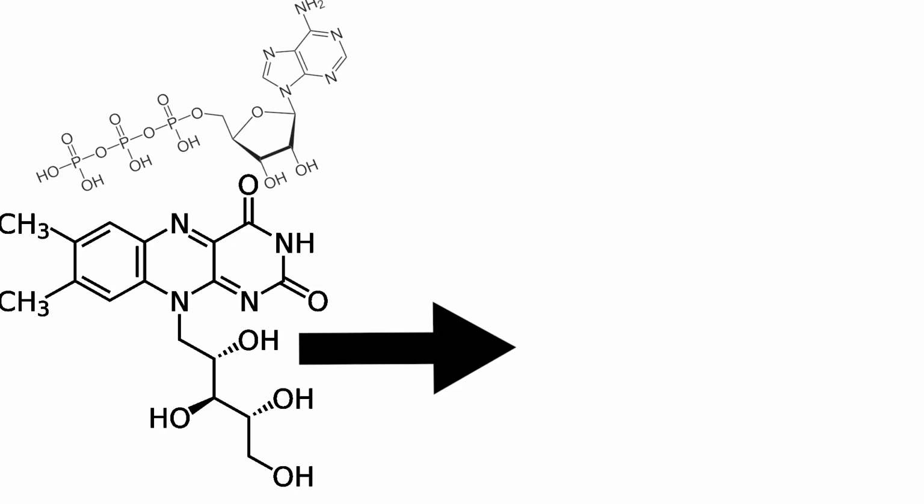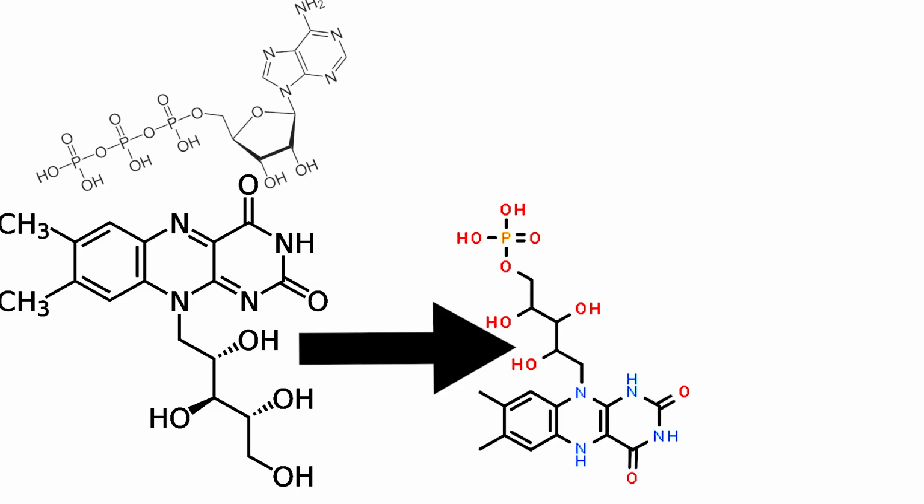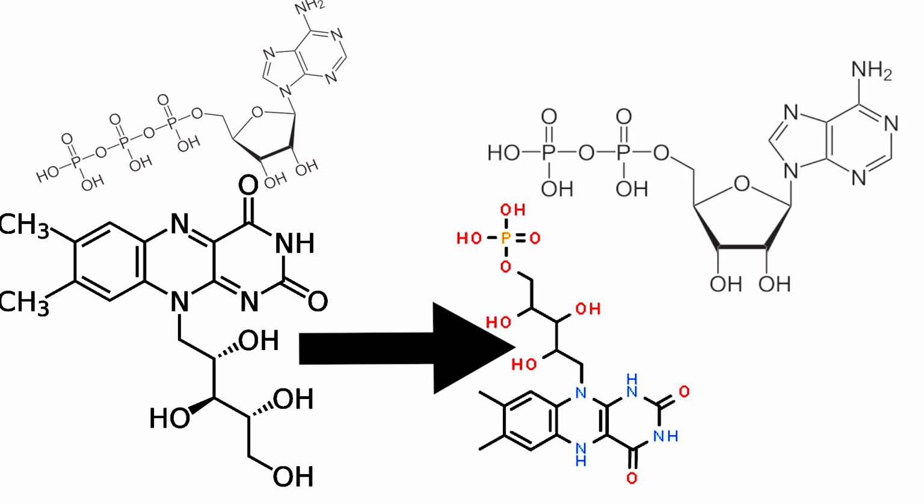So the first step in this process to get to its active form is riboflavin and an ATP will be turned into FMN, which stands for flavin mononucleotide, plus ADP. This reaction is catalyzed by the enzyme riboflavin kinase. Now, FMN itself has a couple of specific functions that I'm going to go through now.